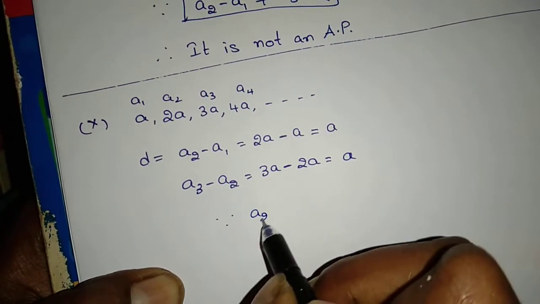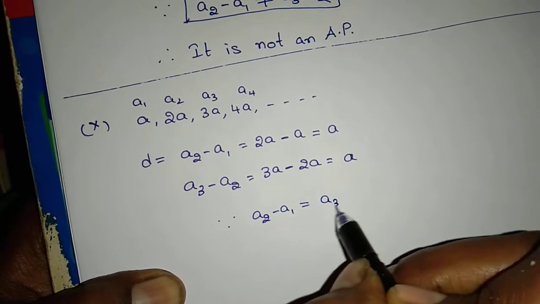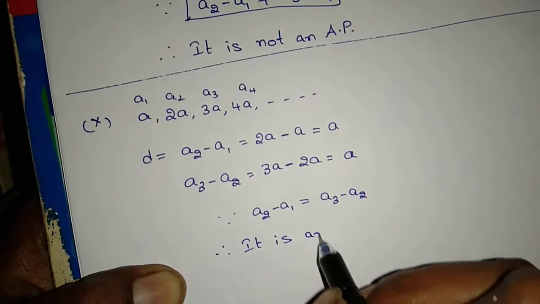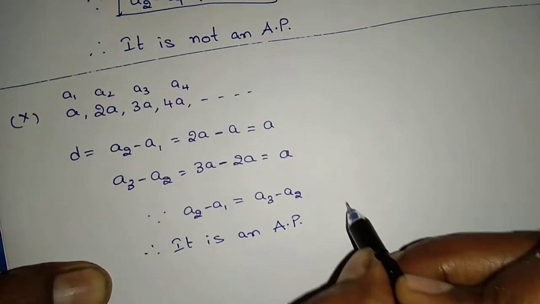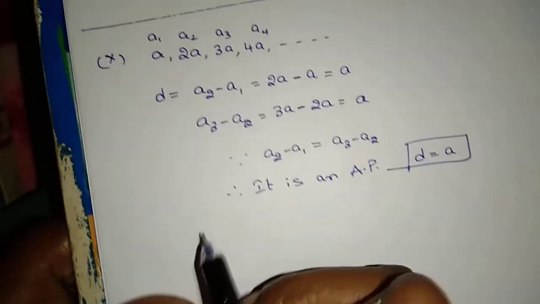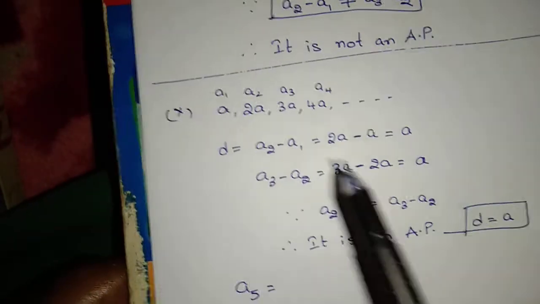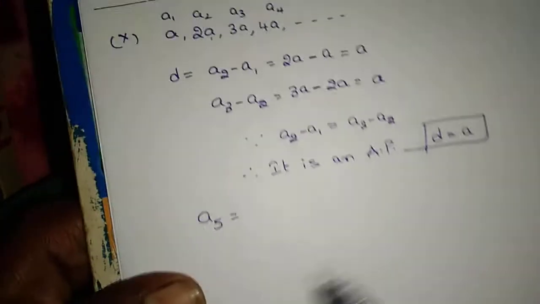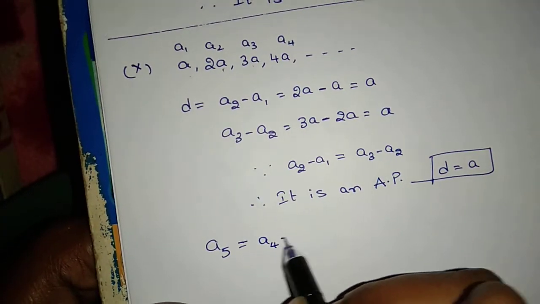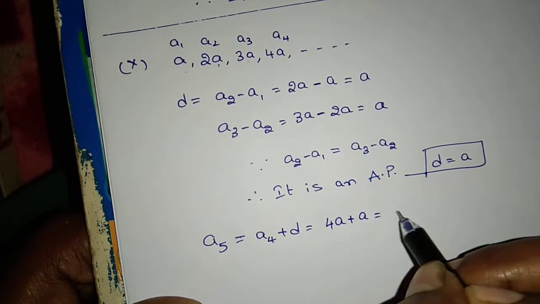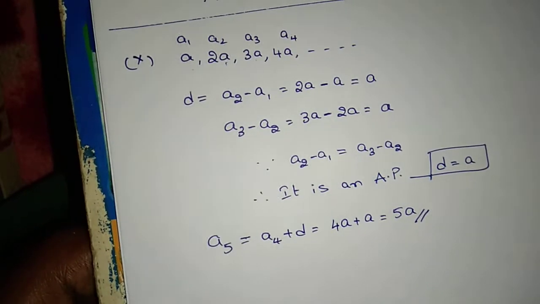What did we get? Both the values are equal. Since a2 minus a1 equals a3 minus a2, what can we say? Therefore, it is an arithmetic progression. And what is the d value? d equals a. And what do we have to find next? The a5 value. Observe here: a1 is a, then 2a, 3a, 4a. Next is what? 5a. Or if you want, you write a4 plus d. The a4 value is 4a plus a, that equals how much? 5a.